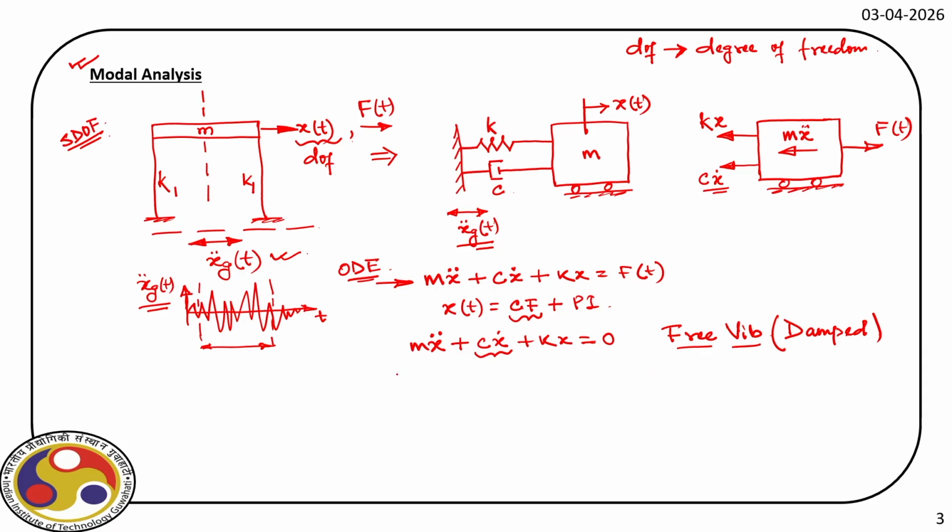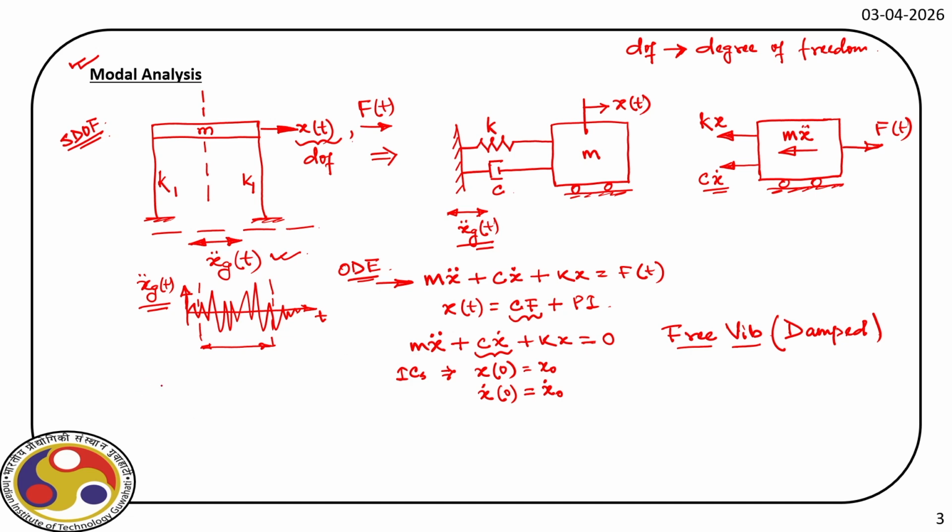Now, let us first identify the initial conditions. Initial conditions are x at t equal to 0 is x0, and x dot at t equal to 0, that is the initial velocity, is x dot 0. So we need to define initial displacement and velocity, and then we can solve this equation.